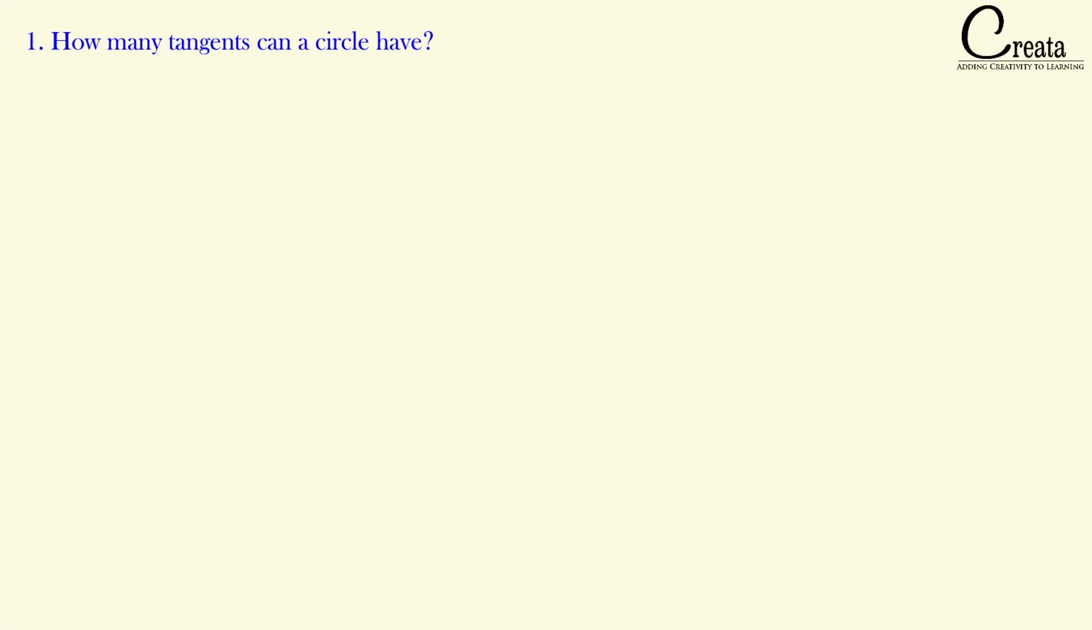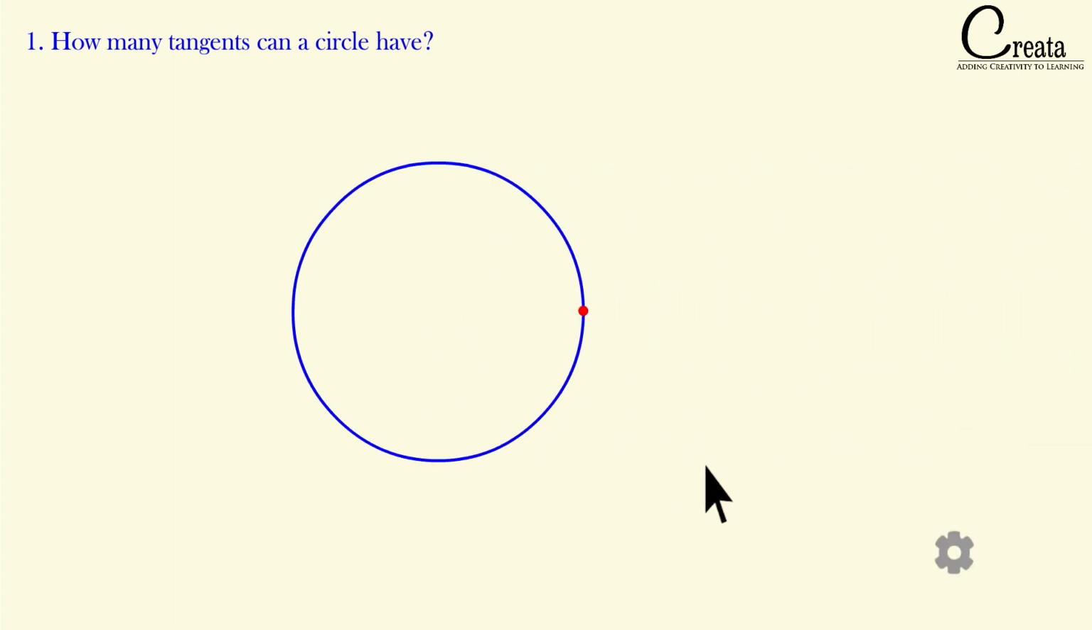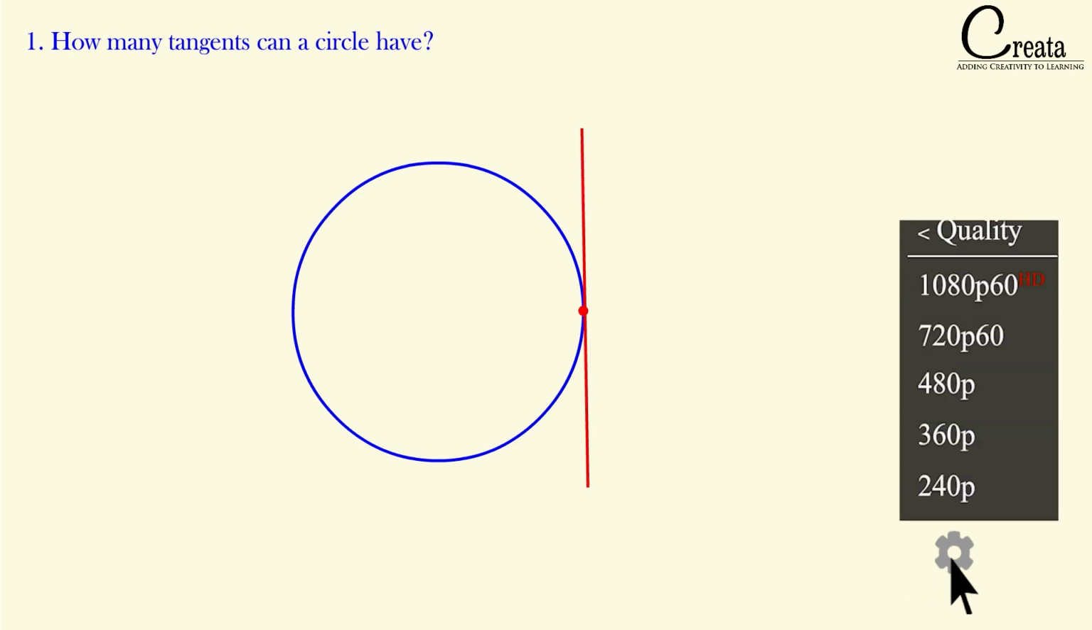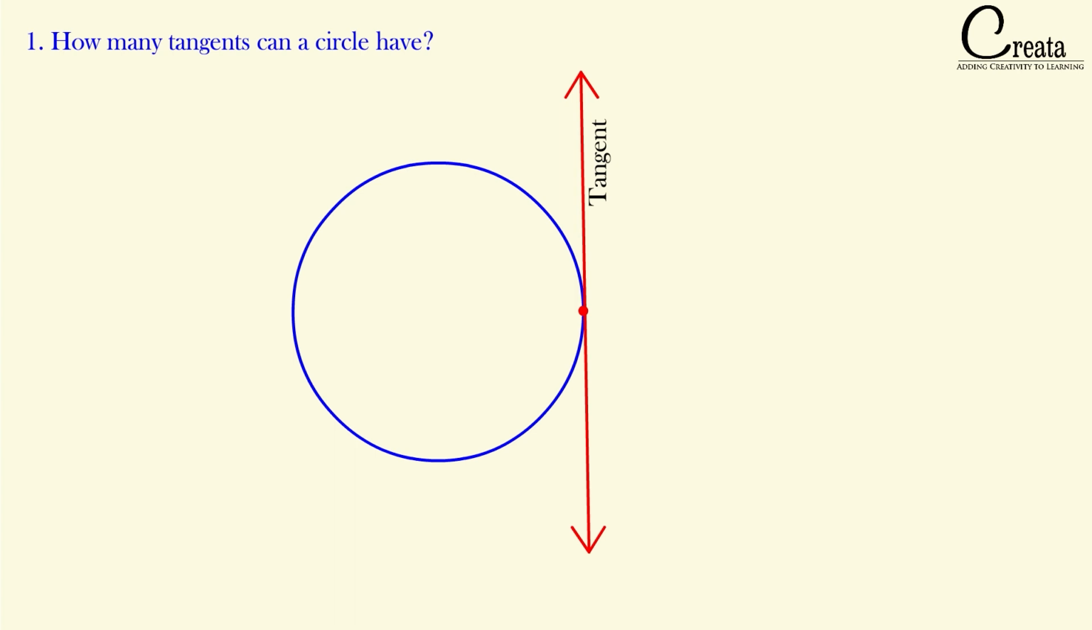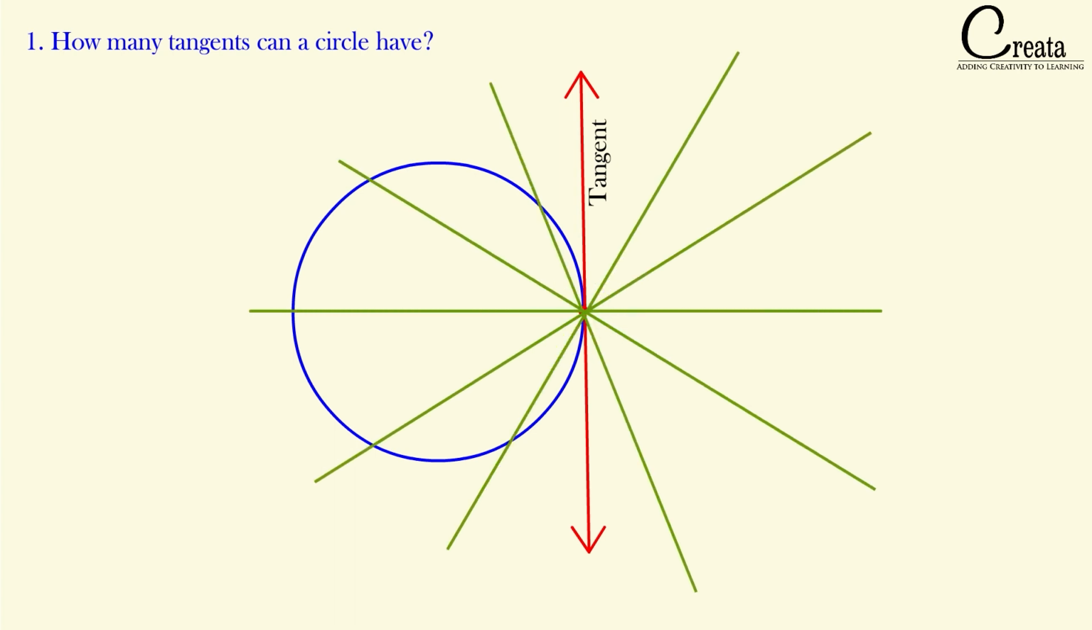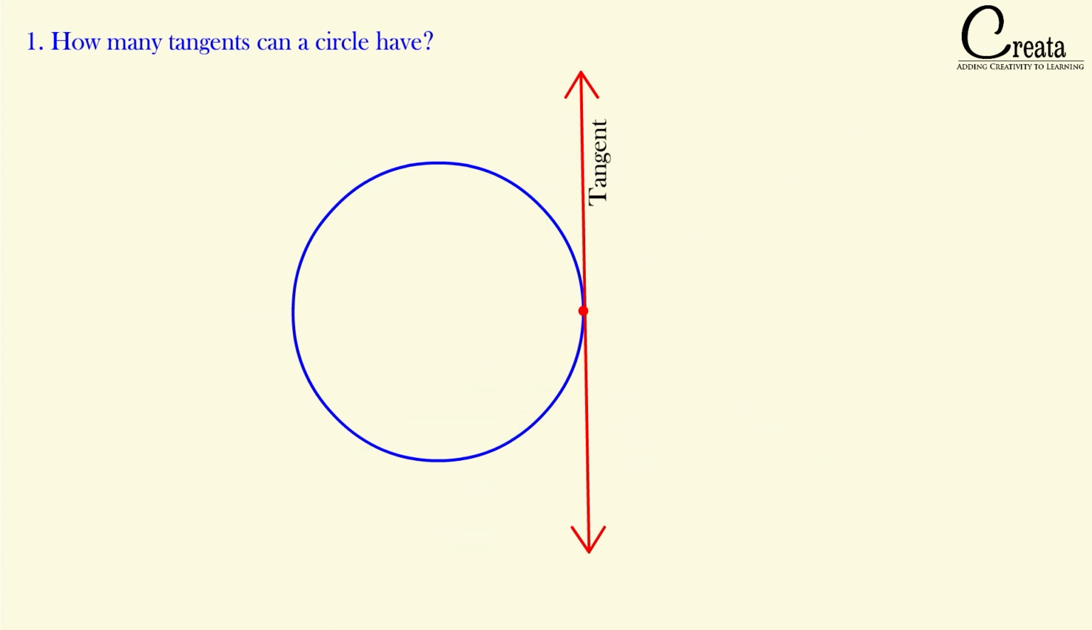Let's take question number 1. How many tangents can a circle have? The concept involved in this question is that for any point on the circumference of the circle, we can have only one tangent. If we take any point on the circle, we can draw many lines from that point. We can have only one tangent from this point, all the other lines will be secant. So one point on the circumference of the circle will produce only one tangent.